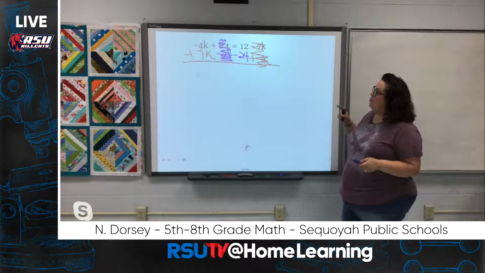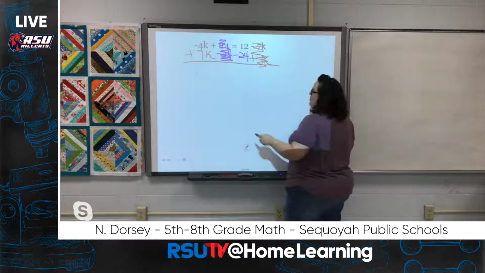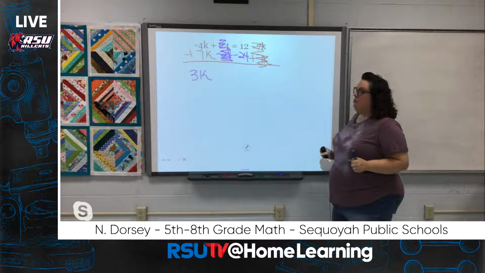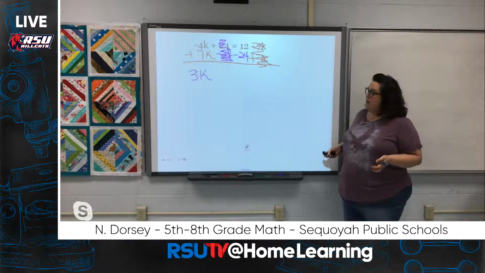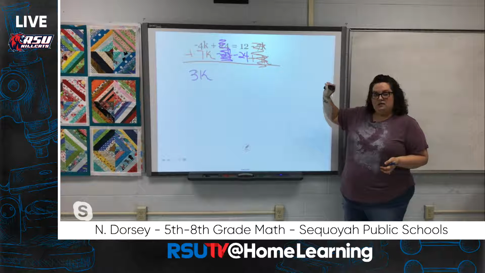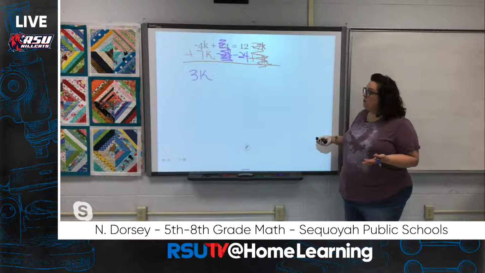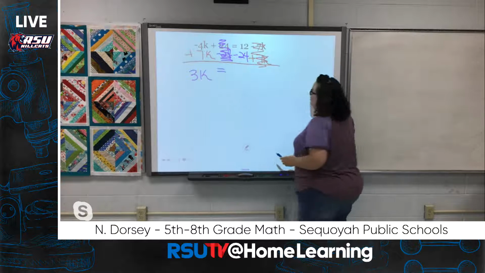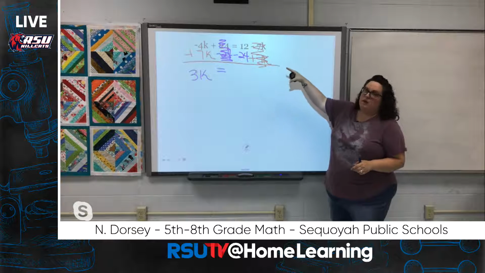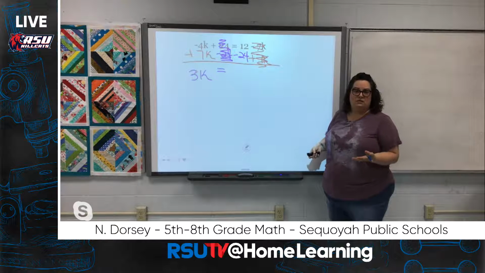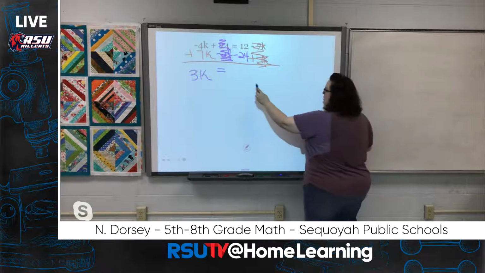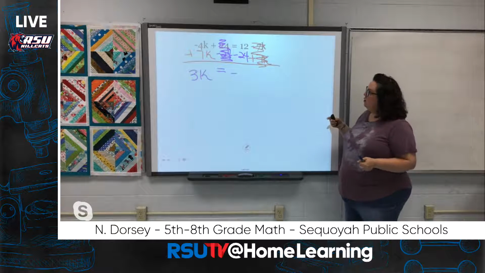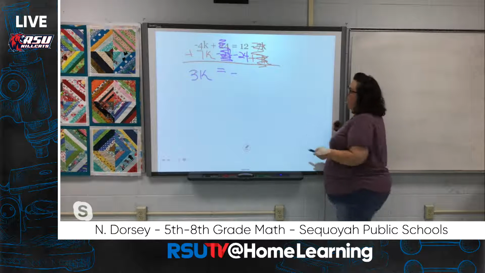Negative 4k plus 7k is 3k. And for those of you that are confused, how did I get 3k? Remember your integer rules of adding and subtracting. When they're opposite signs, I keep the sign of the bigger number and subtract. Okay, bring down your equal sign. And then same thing right here. I have a positive 12 and a negative 24. Those are opposite signs, and my rule says to keep the sign of the bigger number, so I know my answer is going to be negative. And now I just subtract. So 24 minus 12 is 12.